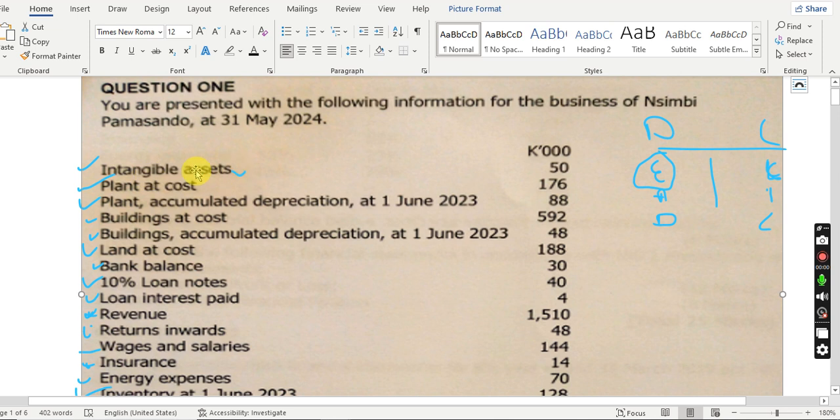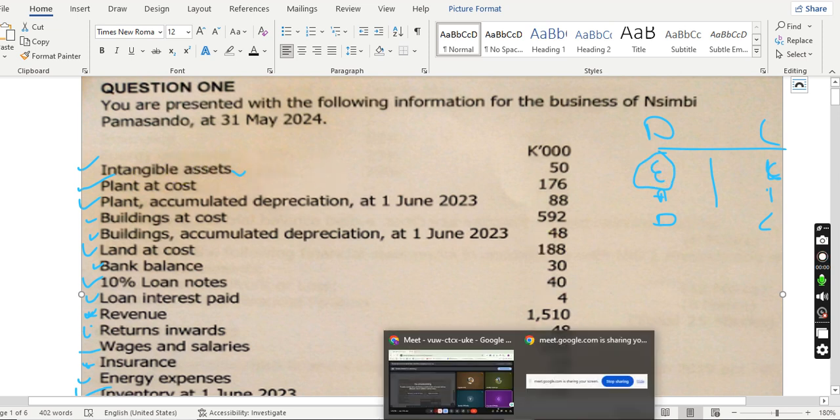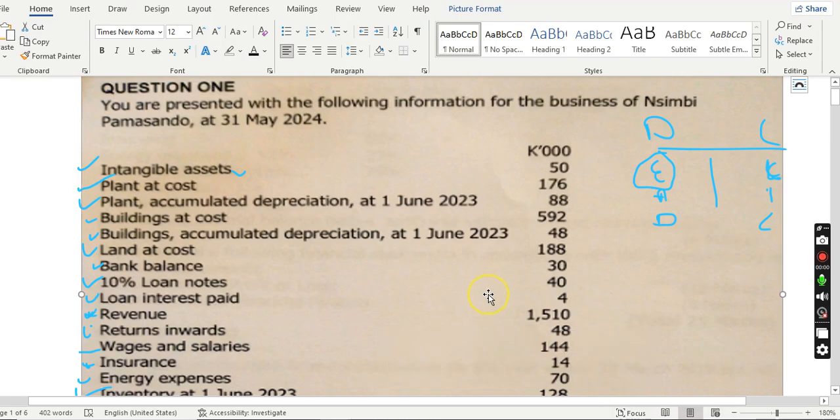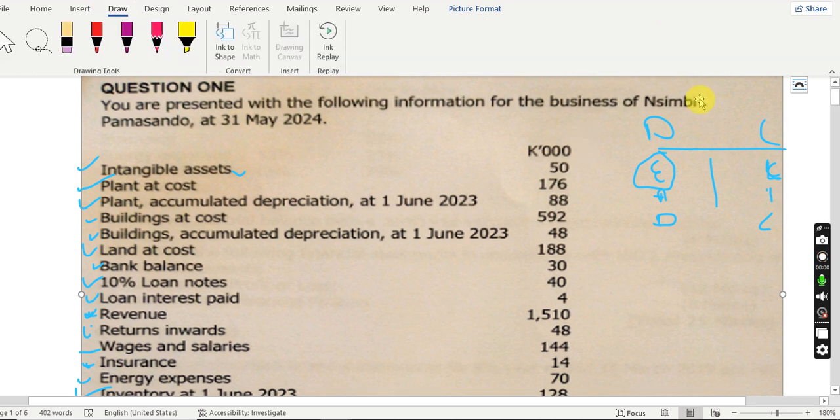So colleagues, with intangible assets, where do we put this on the trial balance? Madam Agnes, where does intangible assets go on the trial balance? Debit. Correct, debit side. Any questions? Have you seen on this diagram here? Assets, debit side.